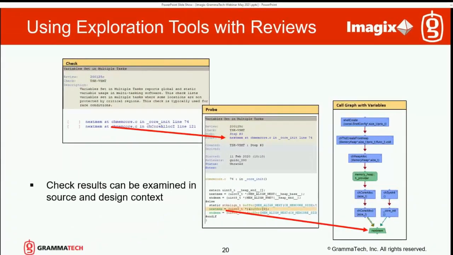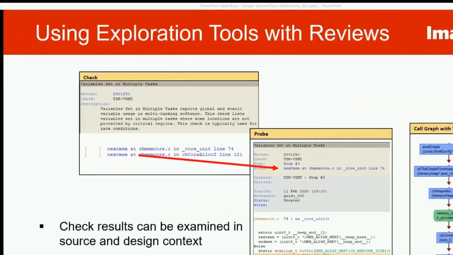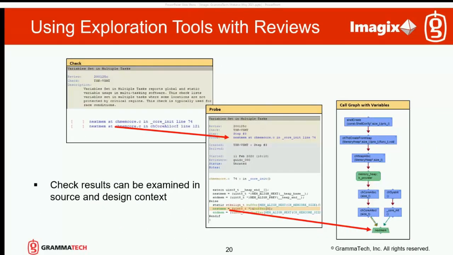On the left, we see a check. And if you look closely, and this might be hard to see, it's kind of small, you can see that it's named variables set in multiple tasks. Within that check, there are 2 items or potential issues that are listed. These are warnings that have been flagged by the static analyzer and imported into Imagix 4D as potential defects. And the term that we use for these in Imagix 4D is probes.